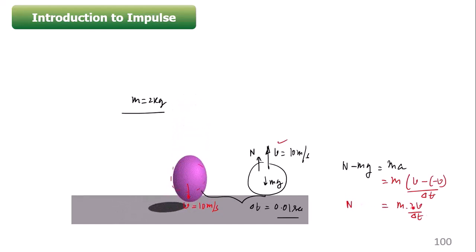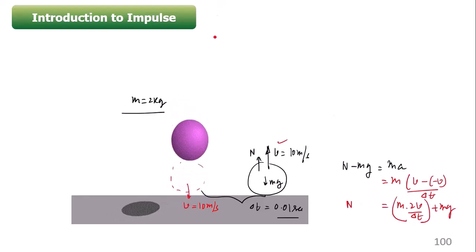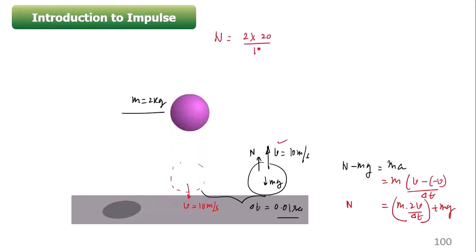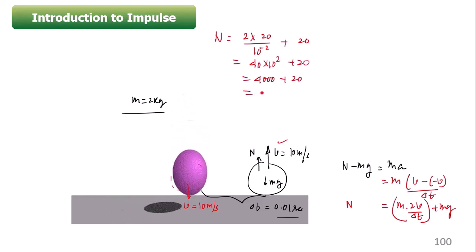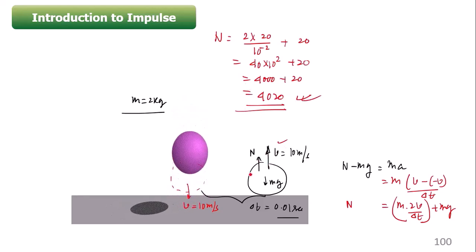So, N should be equal to this term plus mg. If I put in the values, N is 2 kg times 2V, which is 20, divided by delta t, which is 10 to the power minus 2, plus mg, which is 20. So this is 40 into 10 to the power 2 plus 20. That means 4000 plus 20, or 4020 Newton. This is the normal force acting on the ball when it hits the ground.